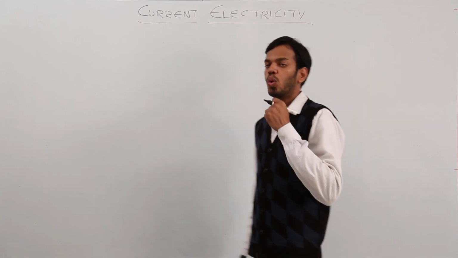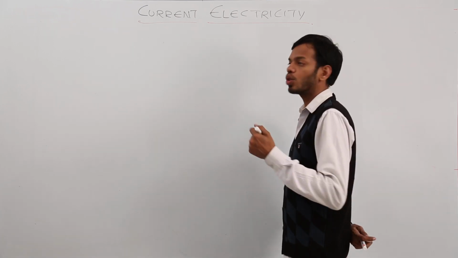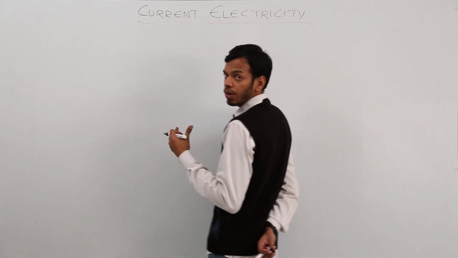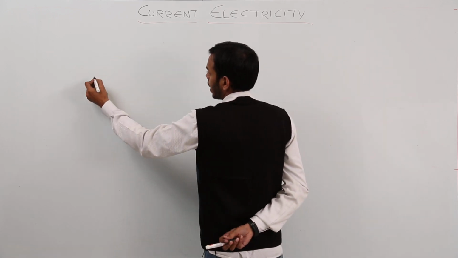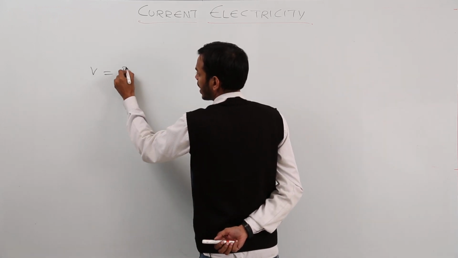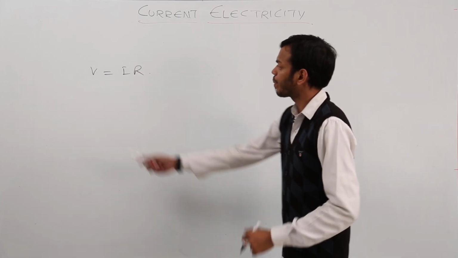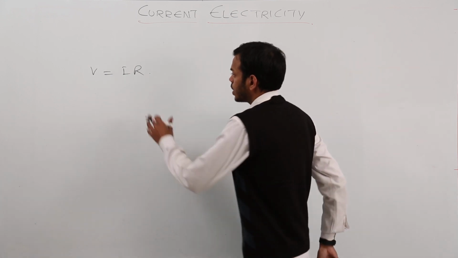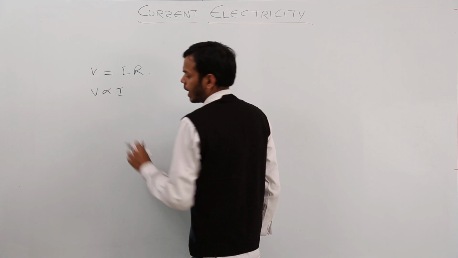Moving on to Ohm's law. We have just discussed all the formulas which we'll be using in the current electricity chapter, but we still have to discuss one very important point, which is called ohmic and non-ohmic devices. What is this? Ohm's law, right? From here you can always deduce that V is proportional to I.